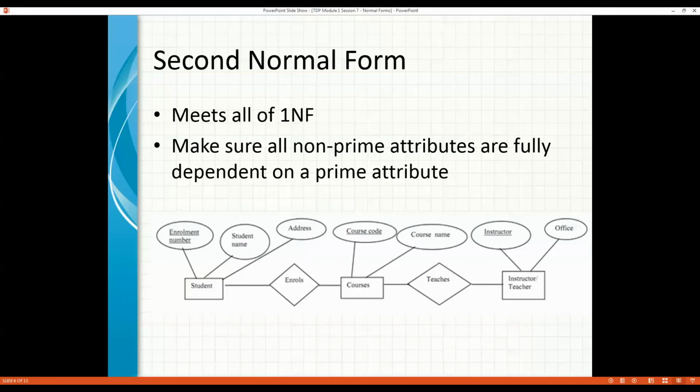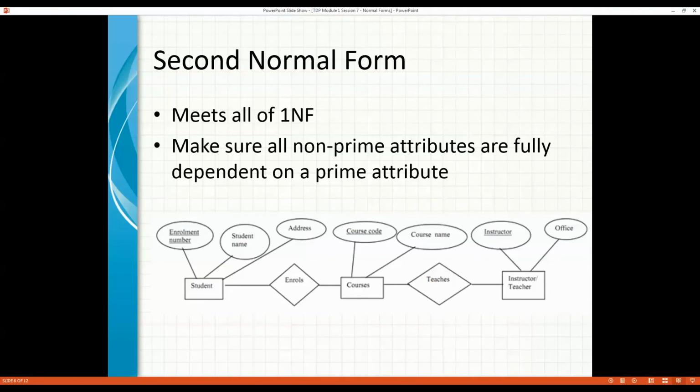If you recall from an earlier video, prime attributes are the attributes that stand as keys or as candidate keys. Non-prime attributes are all those who do not. So in this example, we see student, courses, and instructor. The student has student name and address, which does take precedence in using enrollment number. Course name needs the course code, and office needs the instructor name.